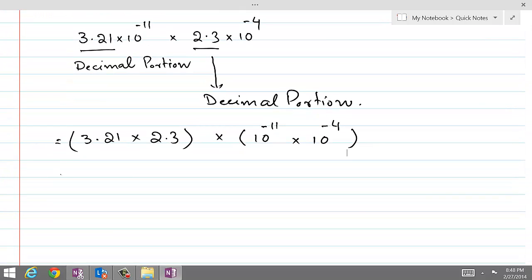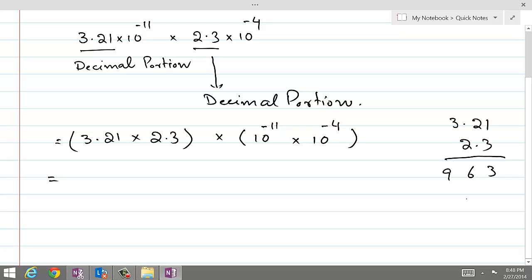Therefore, now this question is reduced to simple multiplication of decimal fractions on the left side and multiplication of numbers with exponents. So 3.21 times 2.3, if we multiply separately: 3 times 1 is 3, 3 times 2 is 6, and 3 times 3 is 9. 2 times 1 is 2, 2 times 2 is 4, and 2 times 3 is 6. So here we have 3837, and then we place the decimal point after 3 decimal places, because there are 2 decimal places here and 1 decimal place here.